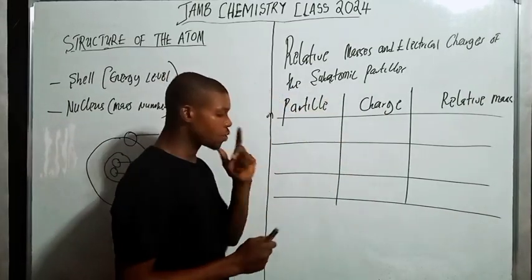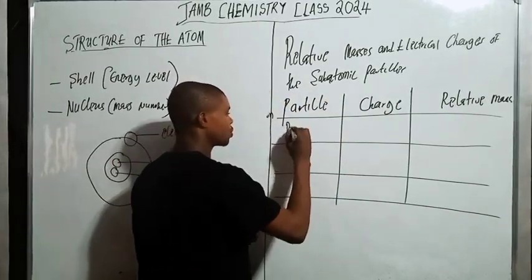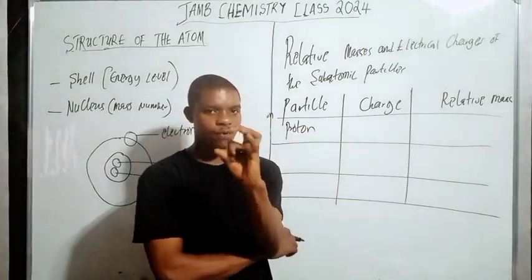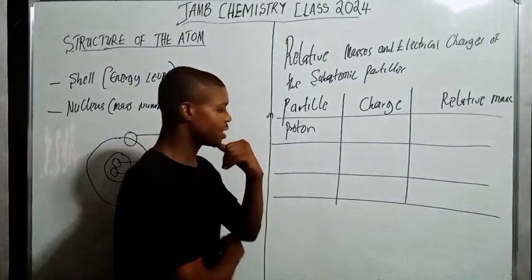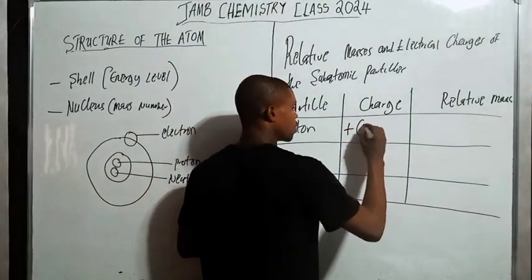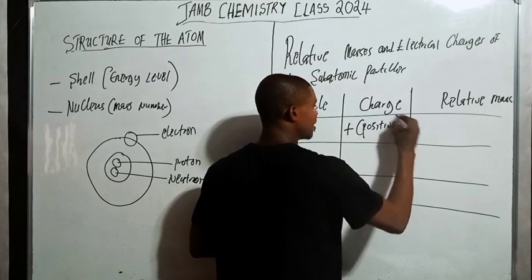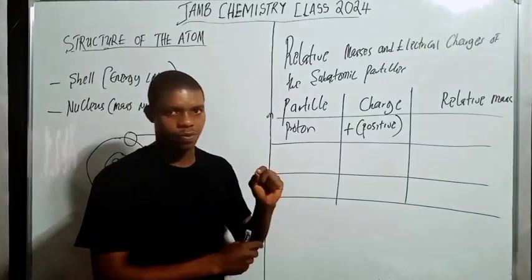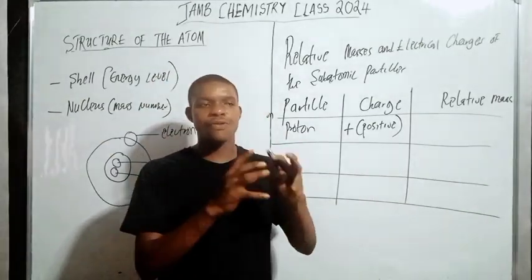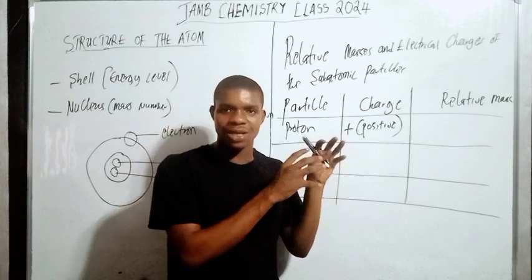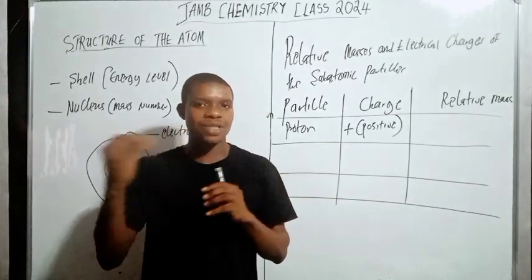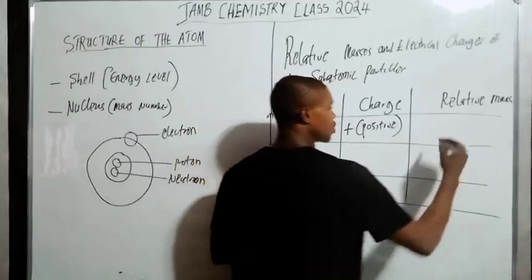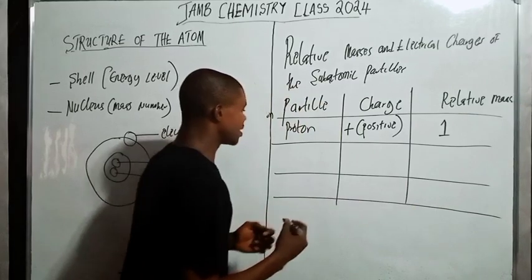Now, the first one we have to look at is the proton. What is the charge of the proton? The charge of the proton is positive. It means that the positive charge of an atom is the proton. So if they ask which fundamental particle of the atom is positively charged, you are talking about the proton. The relative mass is one.